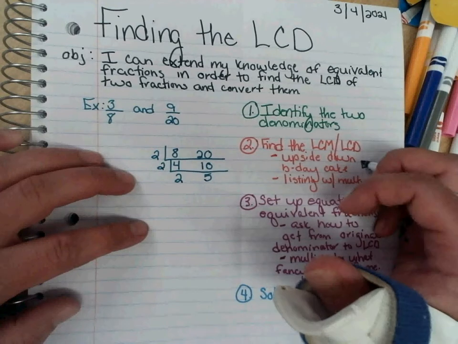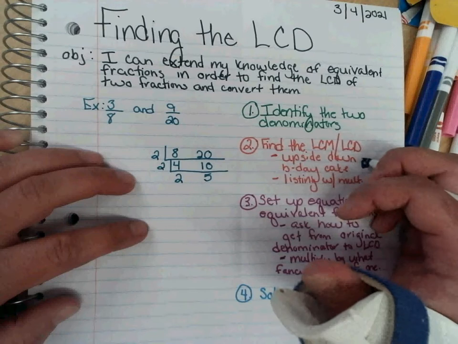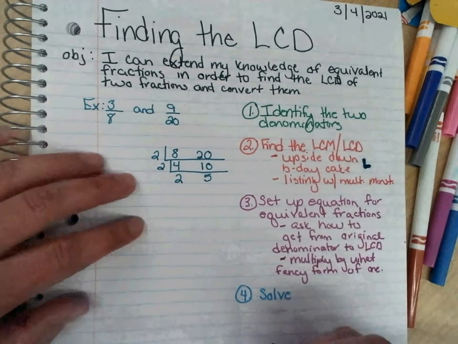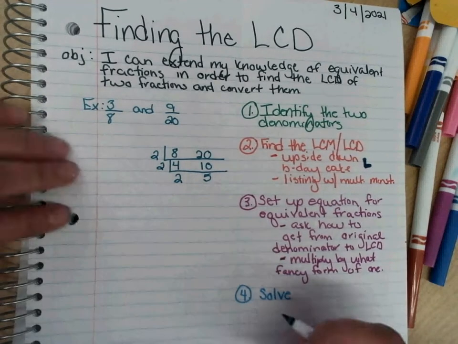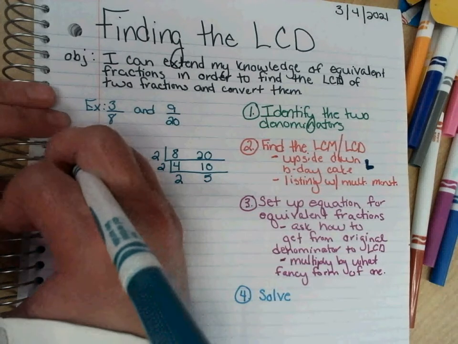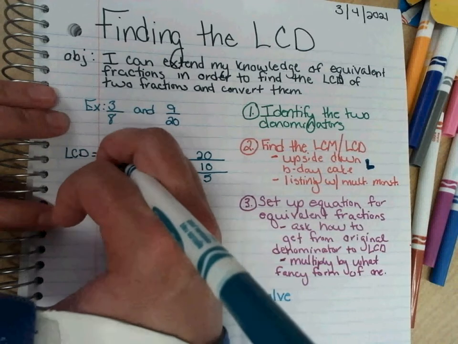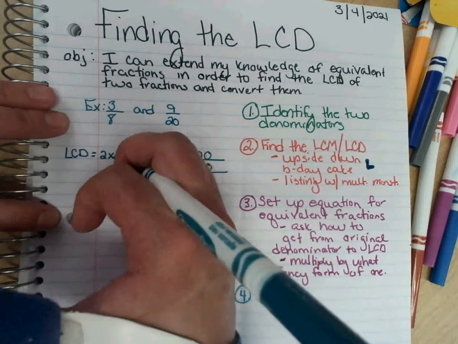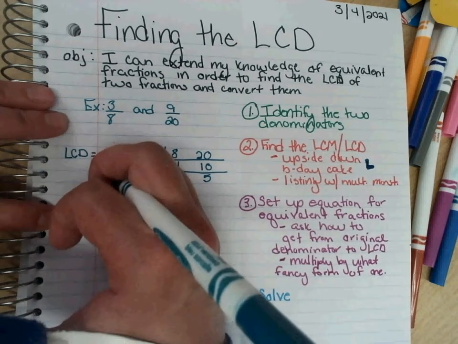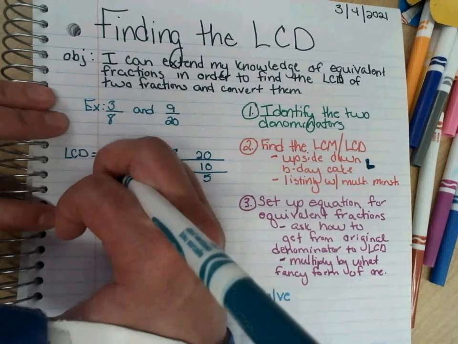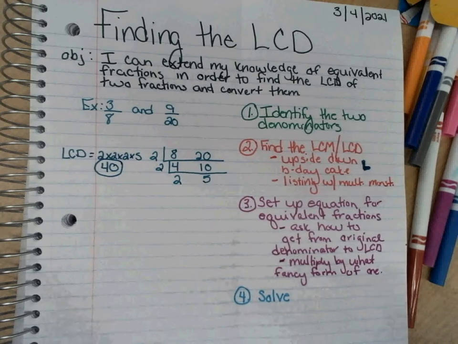Okay, so I'm going to put an L over here next to upside down birthday cake so we remember what we're talking about. Because it's an L. So we take the L. So we take all of these numbers, 2 times 2 times 2 times 5. So my least common denominator here is going to be 2 times 2 times 2 times 5. That gives me 8 times 5, and so it is 40. So that is my least common denominator.